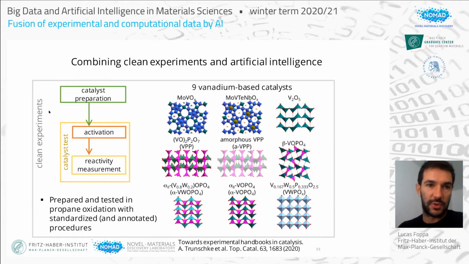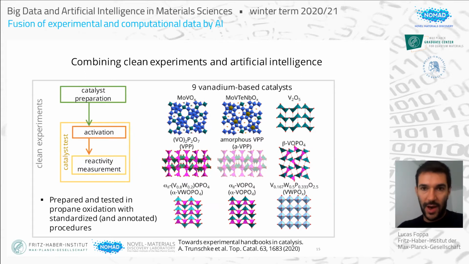So let's start with these clean experiments. What does that mean? We start from 9 vanadium-based catalysts that are used for oxidation reactions, which are shown here. So these are the 9 materials. We prepare and test them in propane oxidation using standardized and annotated procedures. This is all described in this publication here, towards experimental handbooks in catalysis. So we prepare according to these standardized protocols in a very controlled manner. And this is what we call clean experiments. Everything is annotated and everything is done using the same procedures for all the catalysts.